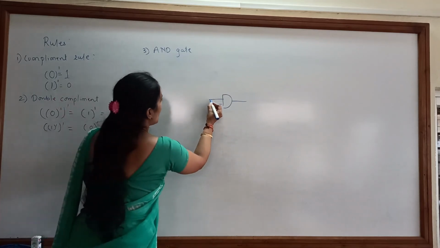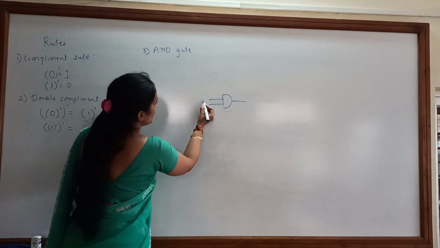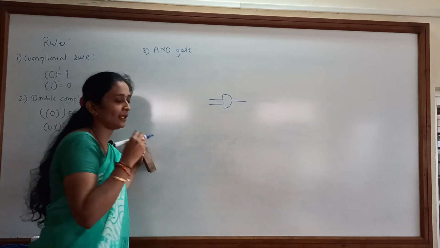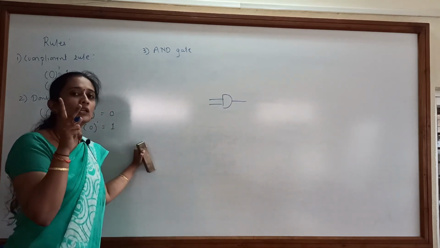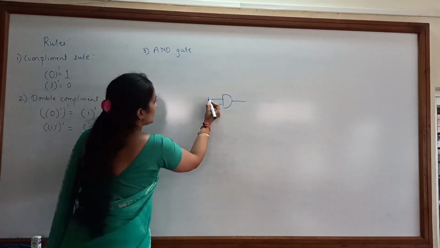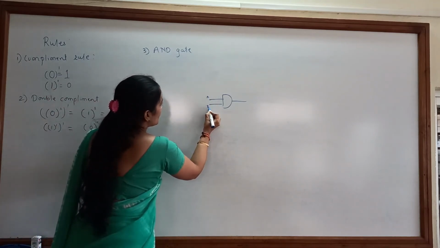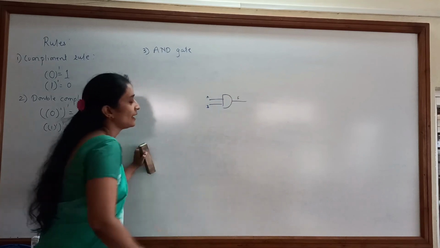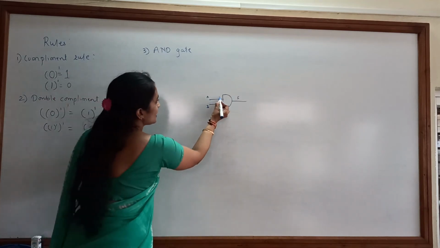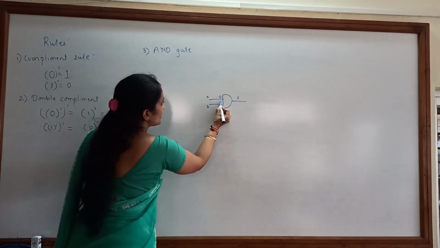If there are 2 inputs, then how many possibilities are there? We know that in Boolean algebra, there are only 2 numbers, 0 and 1. Here this is A and this is B, and the output is F. If A is equal to 0, B is equal to 0.